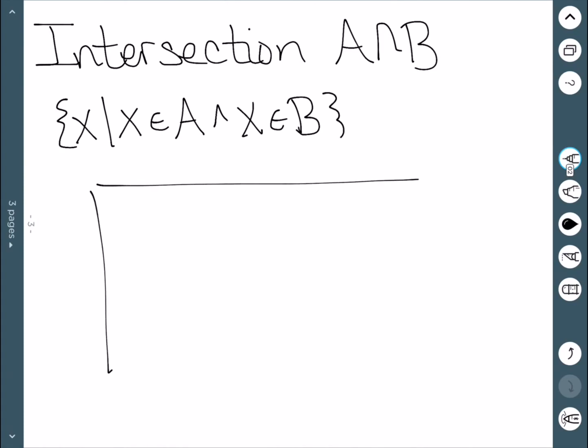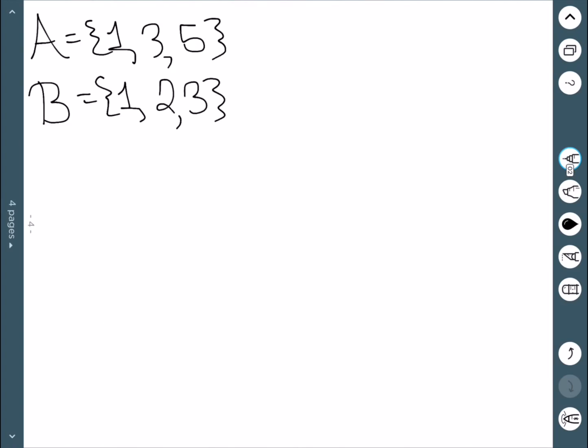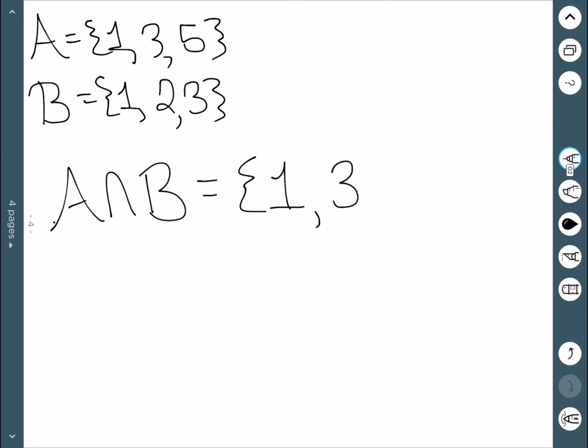If I draw the Venn diagram of this situation, I have my set A and my set B. The intersection is what they share, where they overlap, and that's it. For an example, A is {1, 3, 5}, and B is {1, 2, 3}. So A intersect B is what they have in common. They both have a 1, and they both have a 3.